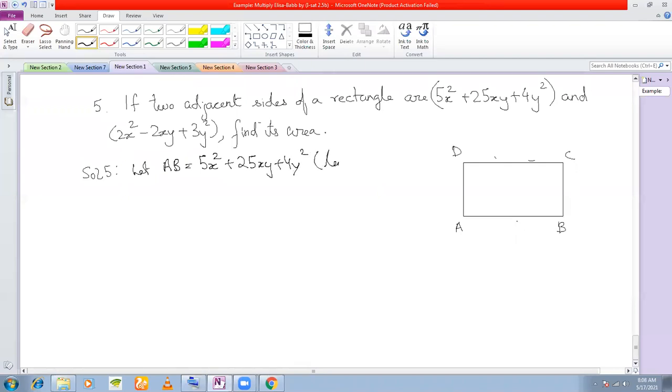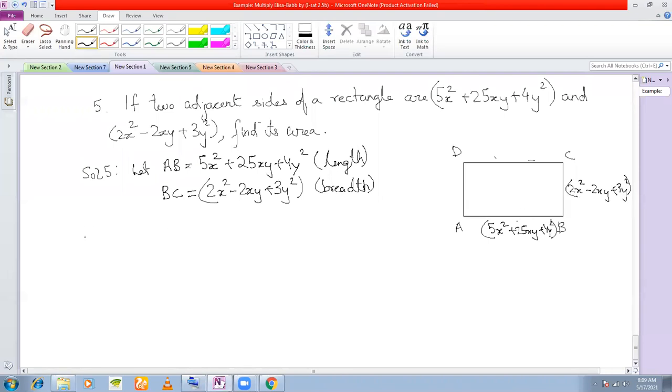And this AB is also the length of the rectangle, right? So let us write it here, 5x square plus 25xy plus 4y square. And the adjacent side, the other, is BC. So BC here is 2x square minus 2xy plus 3y square. Let us say that this is your breadth. So we write it here, 2x square minus 2xy plus 3y square.